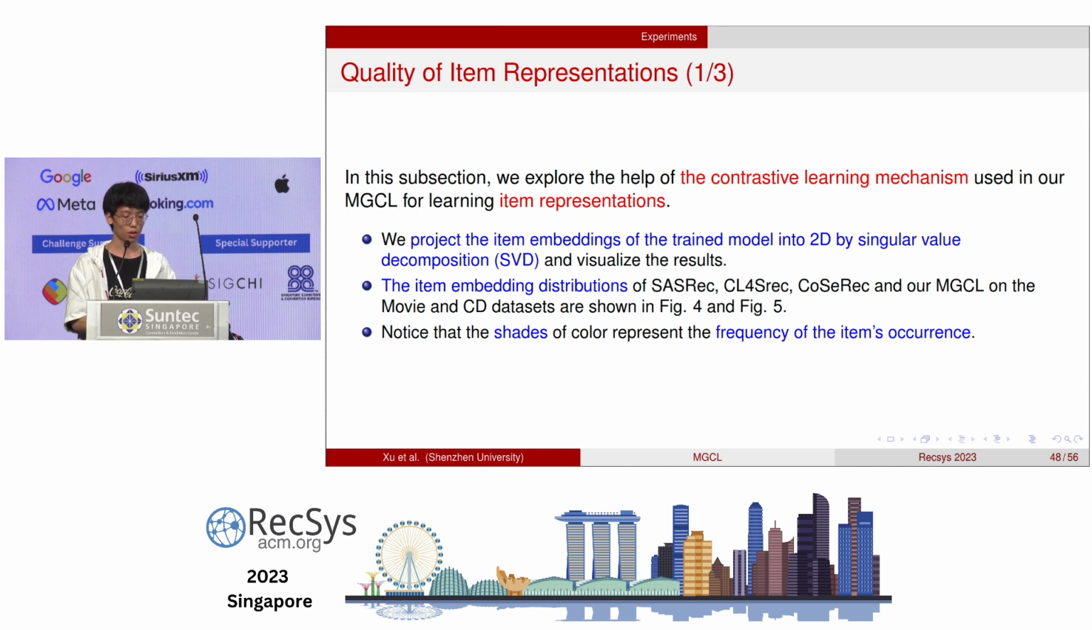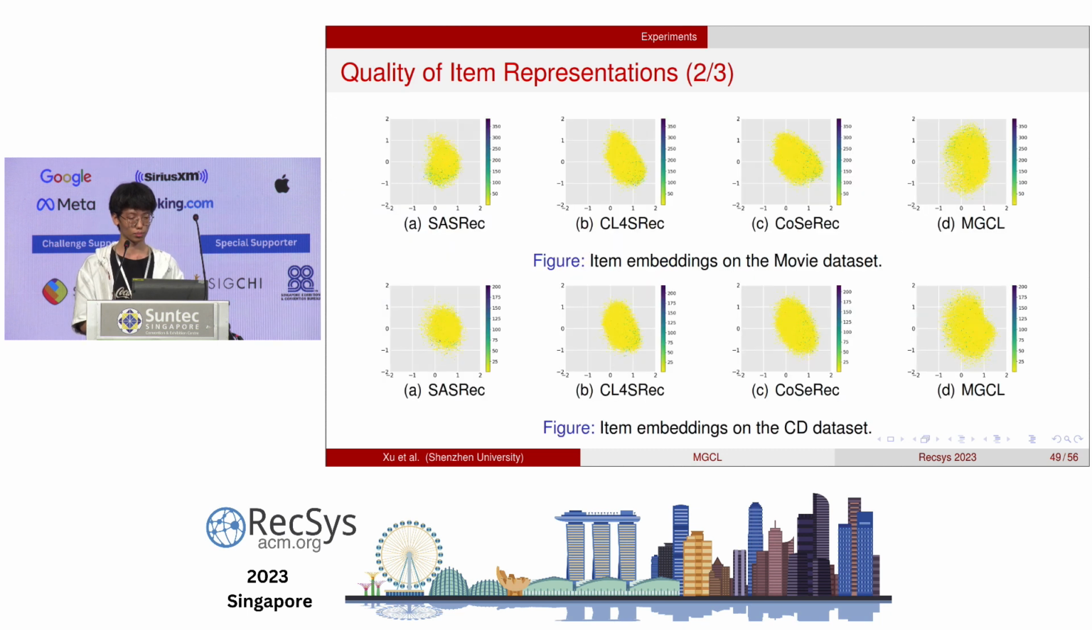We also explore the effect of the contrastive learning mechanism for learning item representation. We project the item embedding of the trained model into 2 dimensions by SVD and visualize the results. We can see that our MGCL effectively expands the embedding space, and both high and low frequency items can be uniformly distributed in the embedding space.